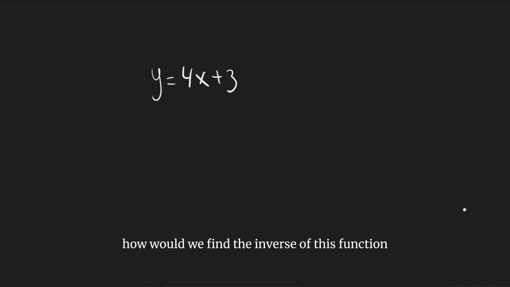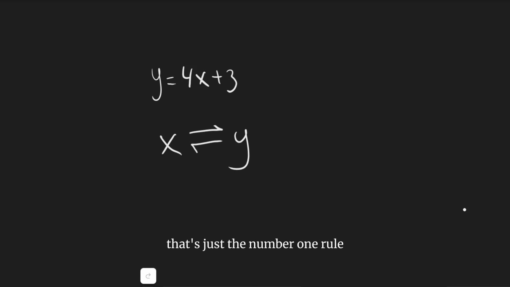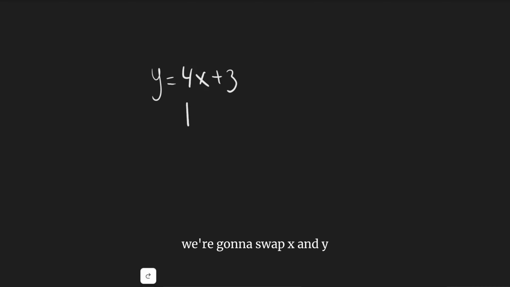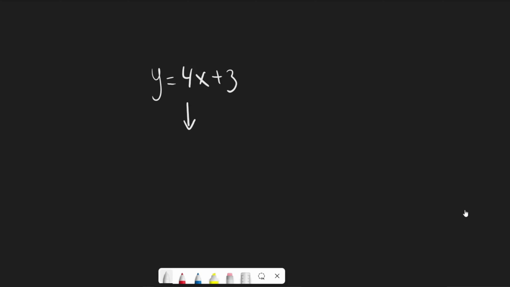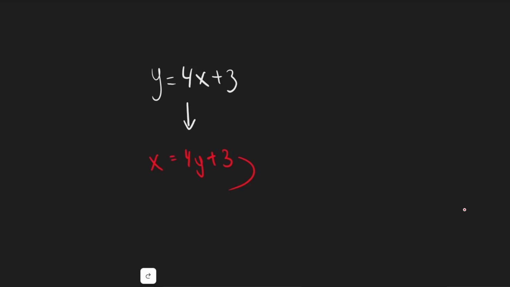How will we find the inverse of this function? So one thing you need to know for inverses is you need to swap x and y. That's just the number one rule when it comes to inverses. It's just the general thing you need to know. So what we're going to do in this example is swap x and y. So we're going to get x equals 4y plus 3. And then we're going to subtract 3 from both sides. If you subtract 3 from both sides, we'll get x minus 3 equals 4y.